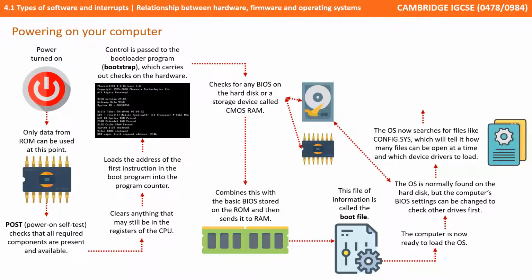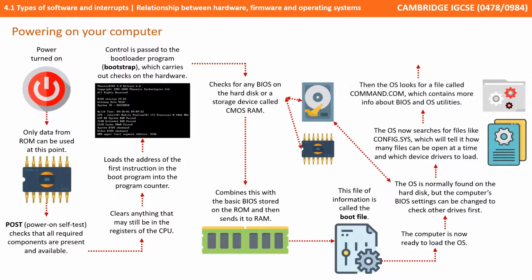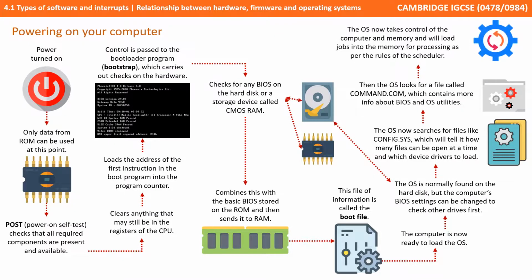The operating system itself is now starting to take control. It searches for various other files, for example a config.sys. It tells it how many files can be opened at a time, which device drivers to load. The operating system may look for additional files, for example command.com, which contains additional information about BIOS and various operating system utilities. Eventually, the operating system is now fully booted up and takes control of the computer, the memory, and loading jobs into the processor. This is the point where you're able to take over.